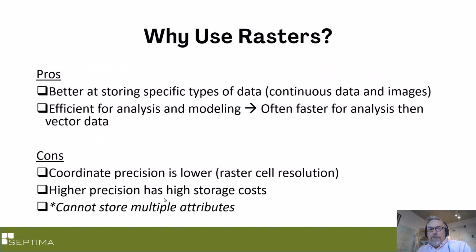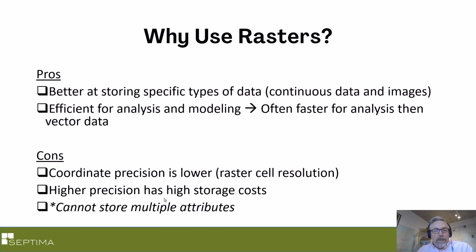So why use rasters? Well, on the pro side, they're better at storing specific types of data, for example, continuous data, such as elevation or temperature. And obviously, they're best suited for imagery. They're also very efficient for analysis and modeling, and often quite a bit faster than their vector data equivalent. On the con side, the coordinate precision is lower. This is because we have an array of cells and they occupy some amount of space, whereas a point, for example, takes up no space. It's just a single point.